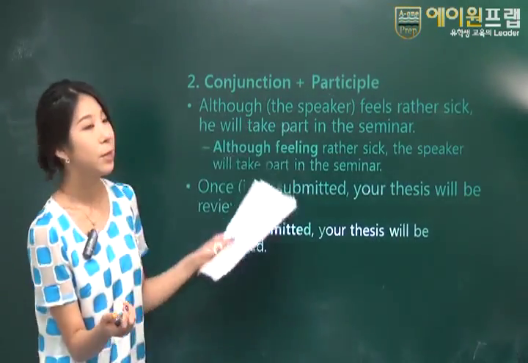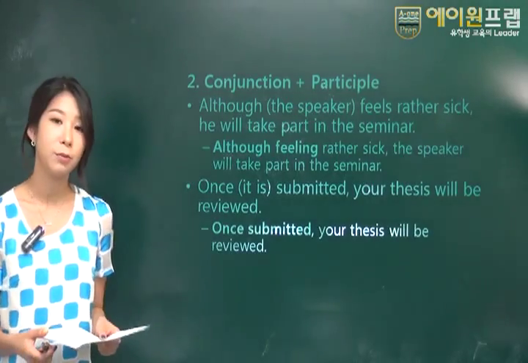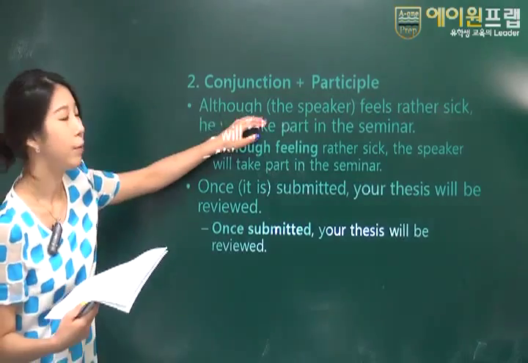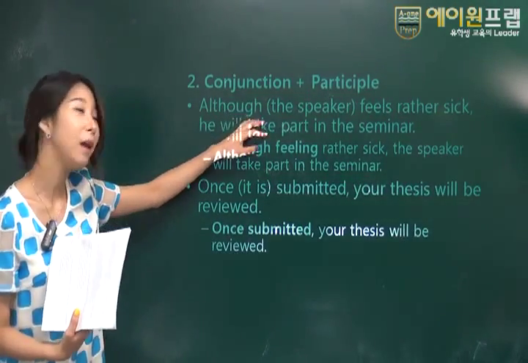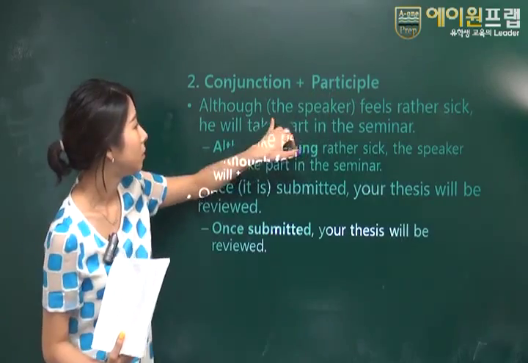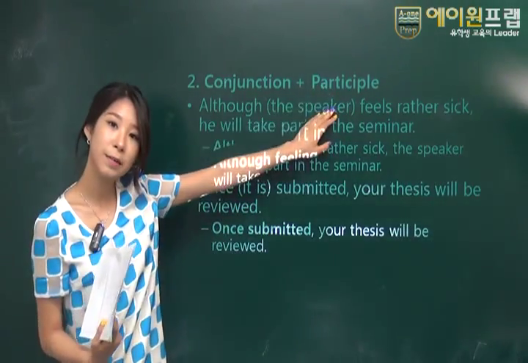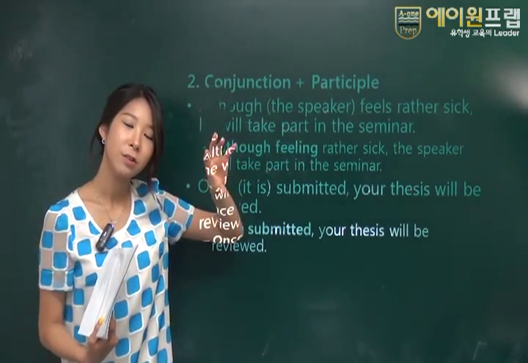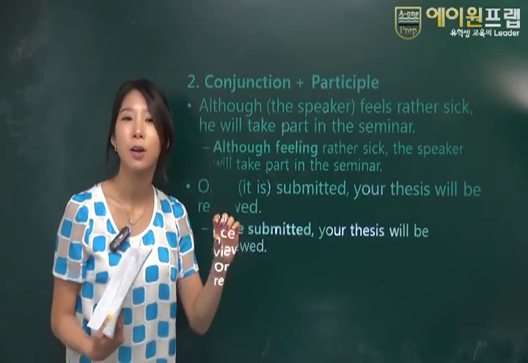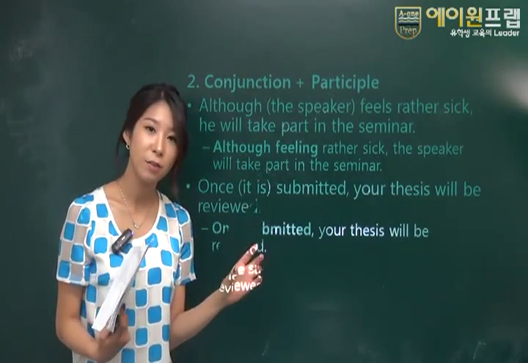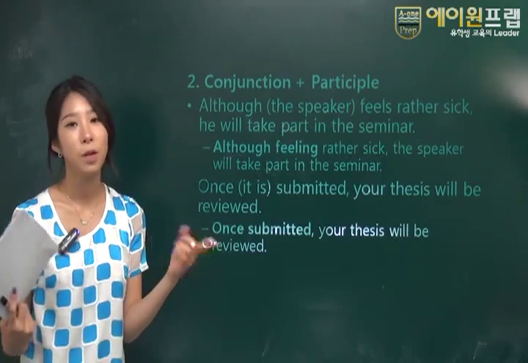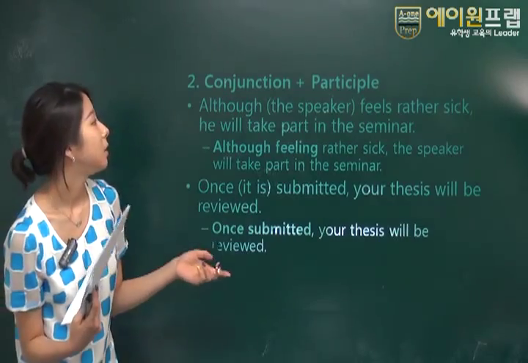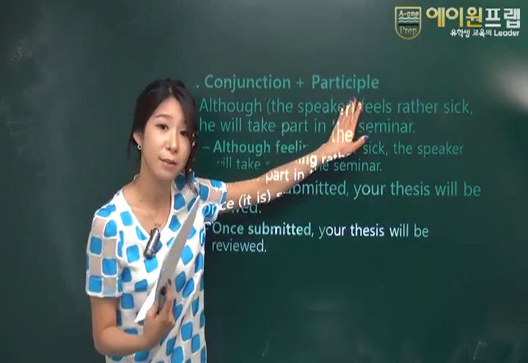Okay, conjunction plus participle. This is the second type of adverbial clause, and once again, the conjunction is a subordinating conjunction, right? And participle. Remember what a participle is? It is a verb form that functions as either an adjective or an adverb. Last time we looked at participle adjectives and participle adverbs, remember? And so here we're talking about that participle.